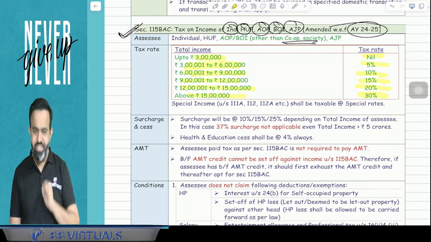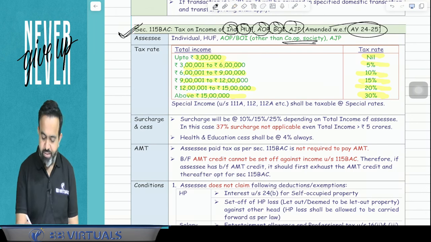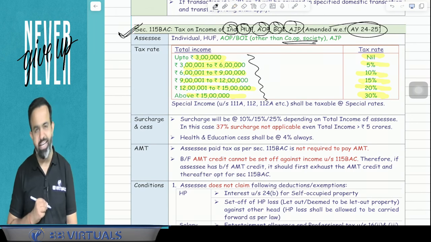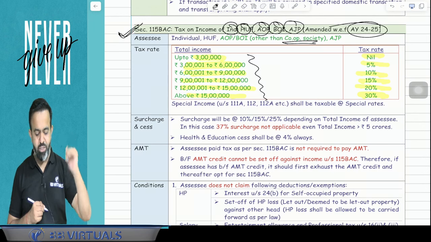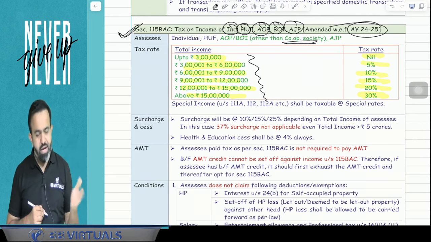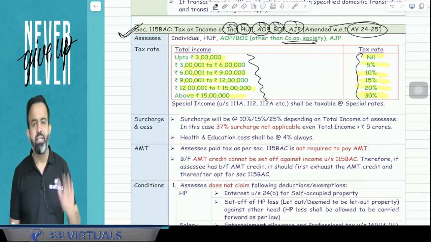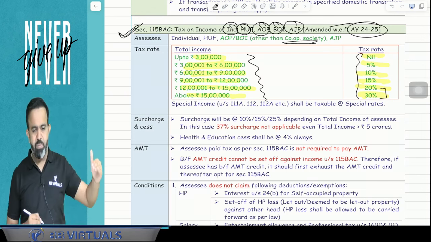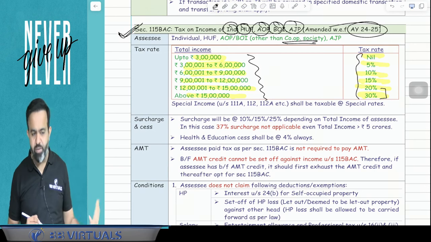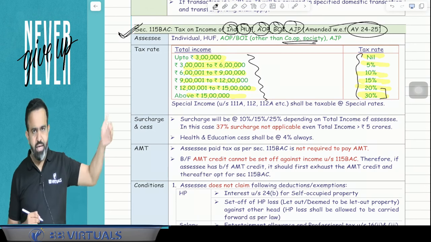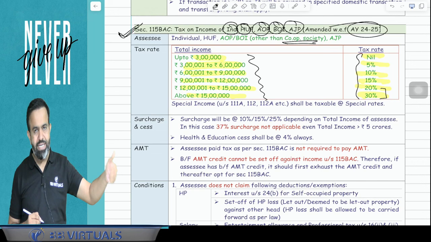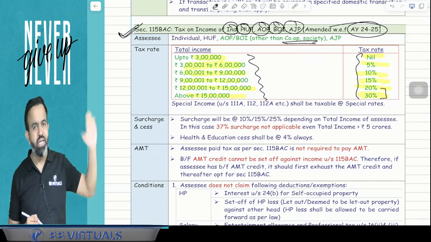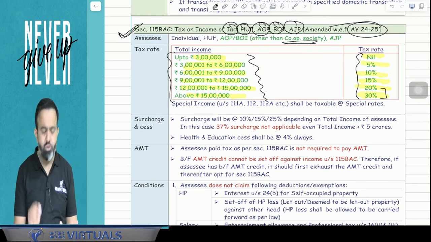Now, how can you remember this slab rate? First remember 3 lakh and just keep adding 3 lakh. So, 3 lakh, 6 lakh, 9 lakh, 12 lakh, 15 lakh, more than 15 lakh. Now, guys, in the tax rate, just add 5%, but the last jump will be of 10%. Means 20% to directly 30%, there is no 25% slab rate. So here nil, after that 5, 10, 15, 20, and directly 30. Means more than 15 lakh is 30%. So this is your slab rate.